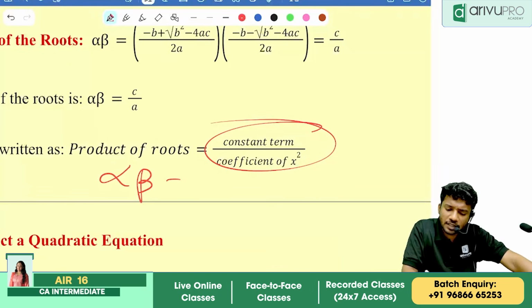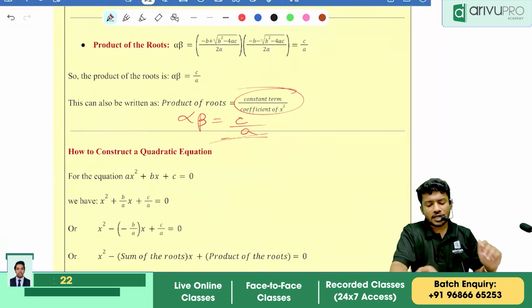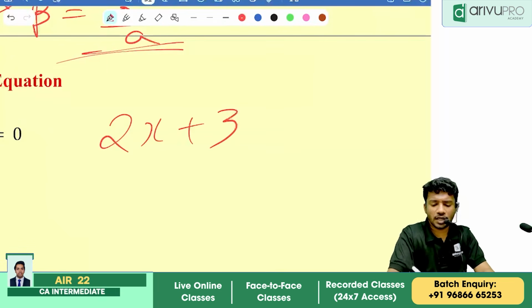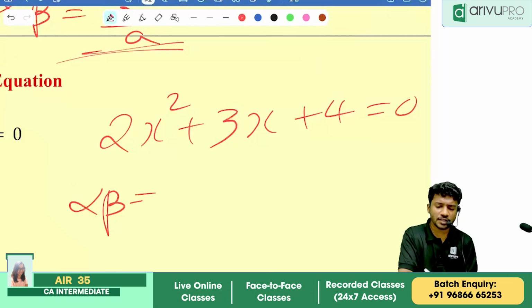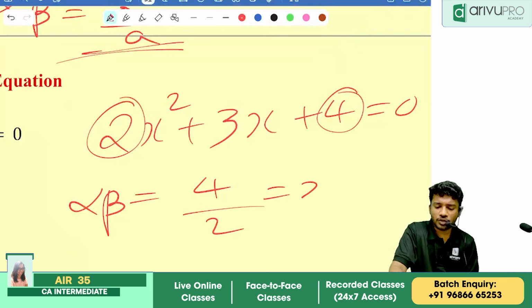That is, alpha beta is equal to the constant term c divided by the coefficient of x square, a. Now people, I will randomly give you a question. 2x square plus 3x plus 4 is equal to 0. What is the product of the roots? Alpha beta is equal to the constant term, that is how much? 4 divided by 2, which is equal to how much, people?